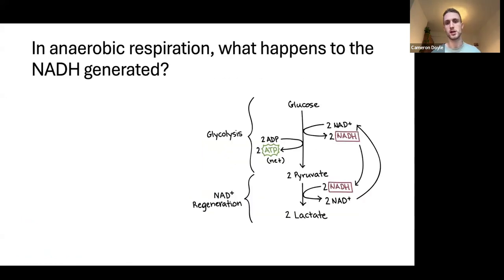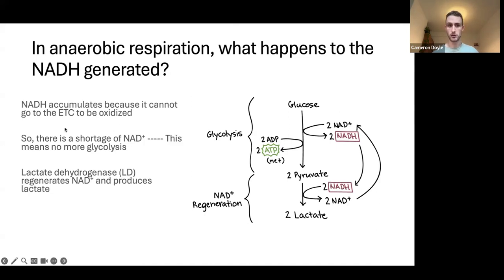Okay. So in anaerobic respiration, what happens to all the NADH generated? If you remember from the glycolysis pathway, you're overall producing NADH. What should happen to that NADH is it should go into the mitochondria and be used in oxidative phosphorylation. But what happens if you don't have oxygen? Then you stop that pathway. What happens to the NADH? As it says here, it accumulates because the electron transport chain doesn't allow it to be oxidized. You get a shortage of NAD plus, and eventually you won't be able to undertake glycolysis.